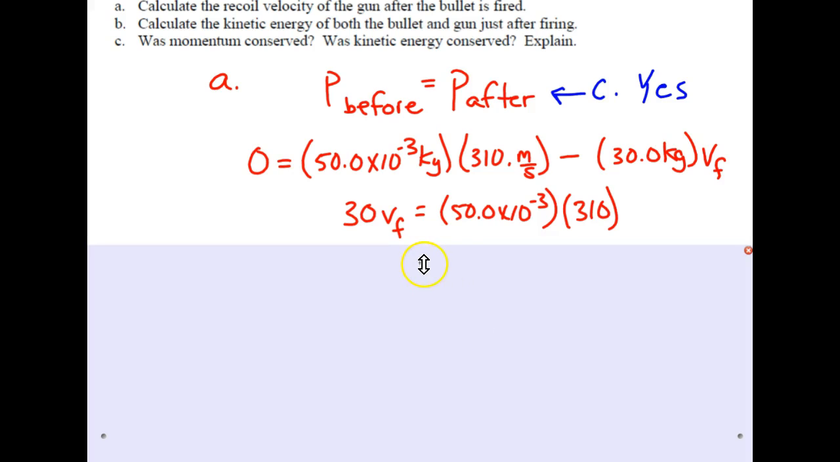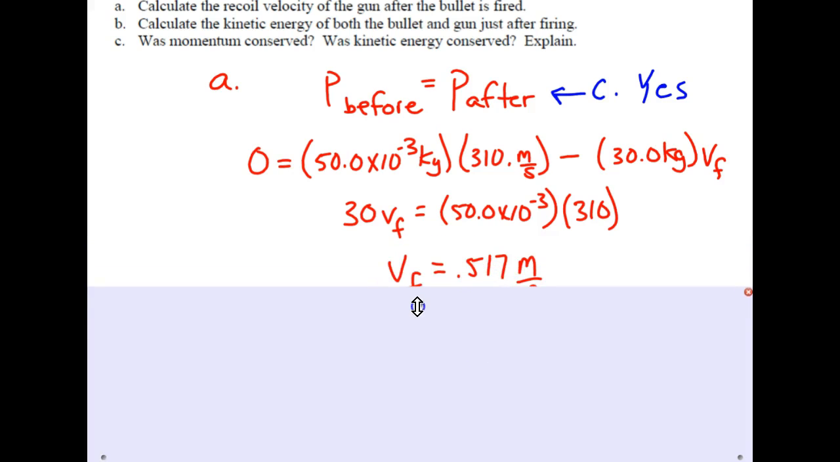and then we solve for VF by multiplying and then dividing by 30. And you should get an answer, VF equals 0.517 meters per second. Note, an alternate here is that you could have said plus, but in doing that, your VF value would end up being negative, and that's okay also because that tells you the final velocity of the gun was in the opposite direction of the bullet. Either approach is fine.